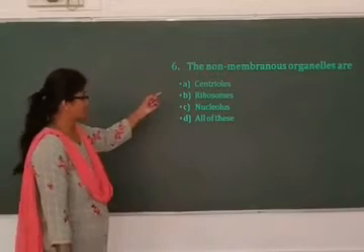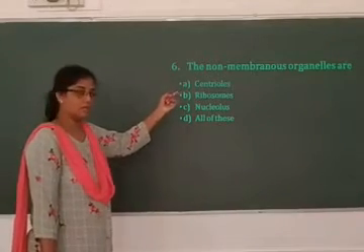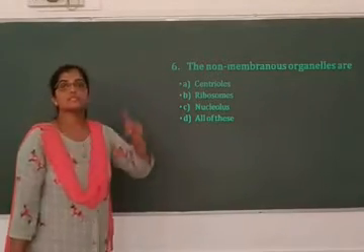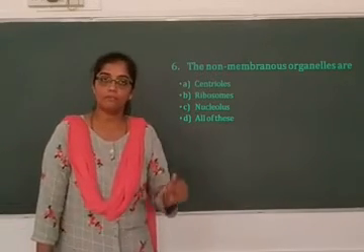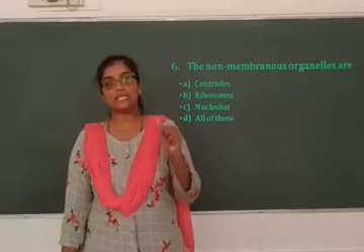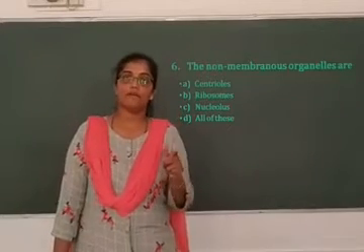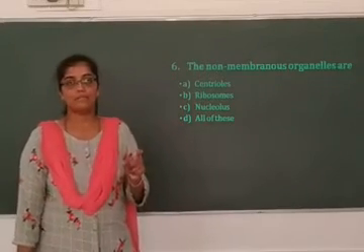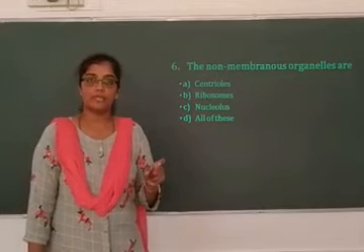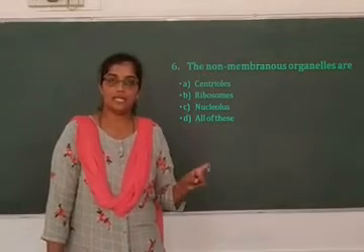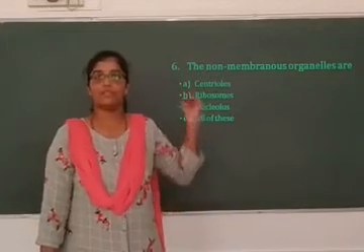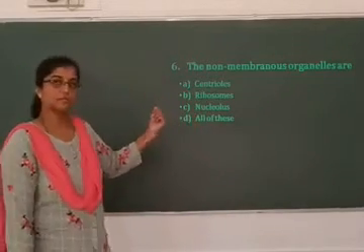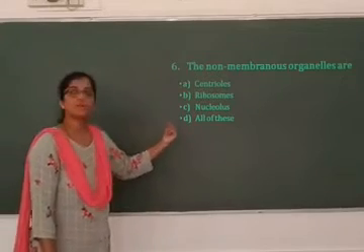So centriole is a non-membrane bound organelle. The second is ribosomes. Again, ribosomes are also non-membrane bound structures. They are basically composed of a type of RNA called rRNA or ribosomal RNA. Along with rRNA, proteins are present. There is no membrane for the ribosomes also. So the ribosome is also the right answer.